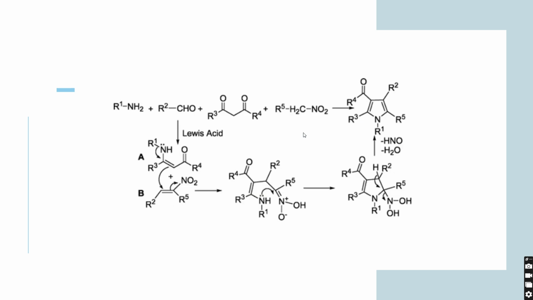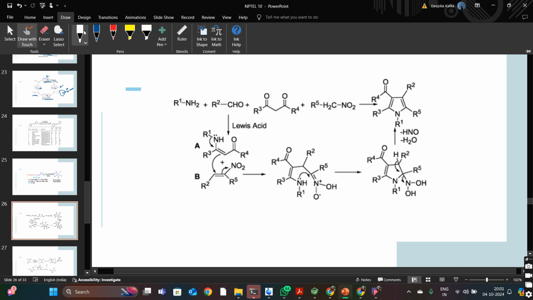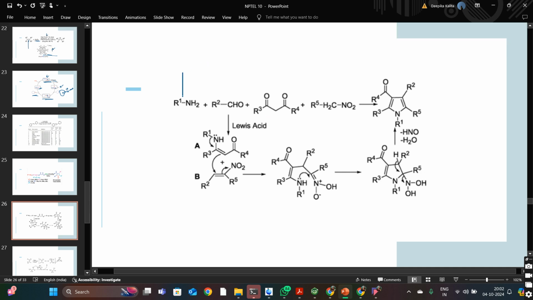Okay. So what happens? The reaction starts from here. Okay. At first, this amine and this diketone are going to react to give us this enamine. Okay. As you know, from amine and ketone we can get enamine. So that is the reaction that you will see between this amine and this diketone.